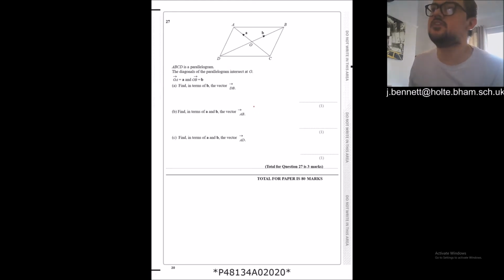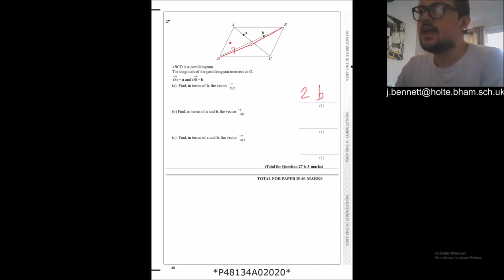ABCD is a parallelogram. The diagonals intersect at the origin. AO equals a, OB equals b. Find, in terms of b, the vector DB. So, because this is a parallelogram, DO is going to equal OB. So we're going from D to B. So this here is the same as that, which is b. So we have b plus b, which is 2b.